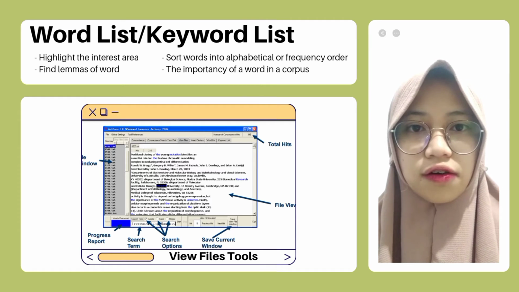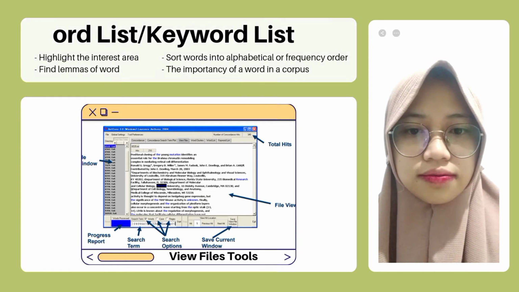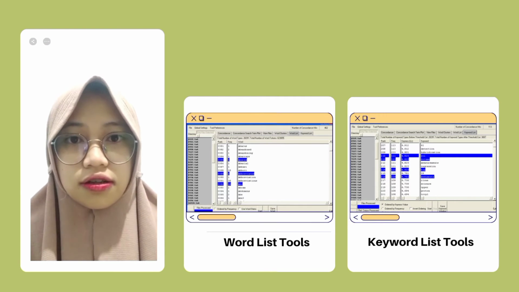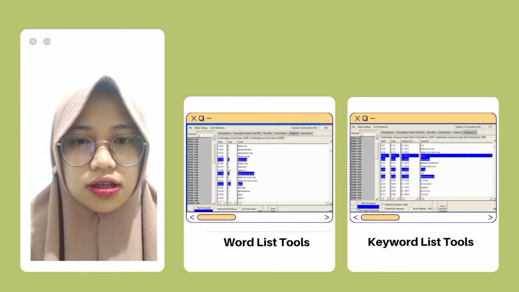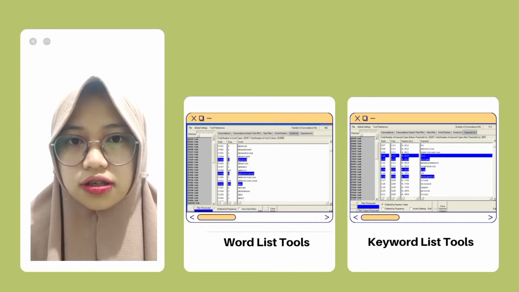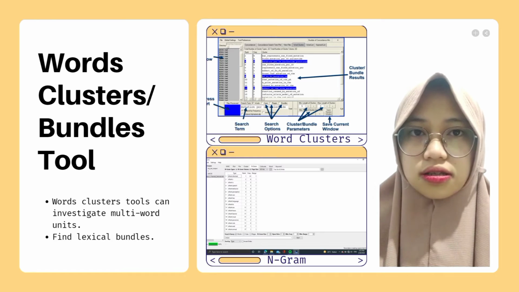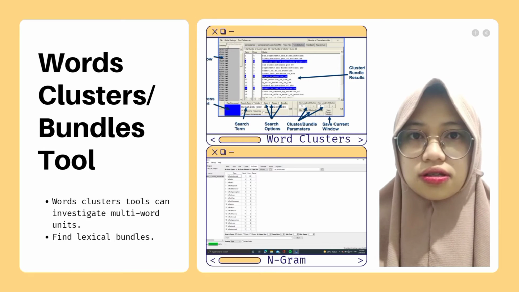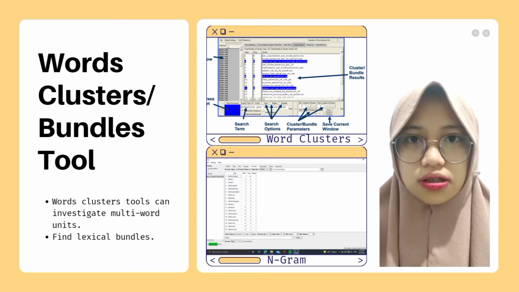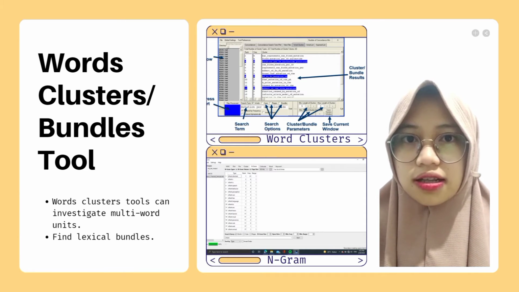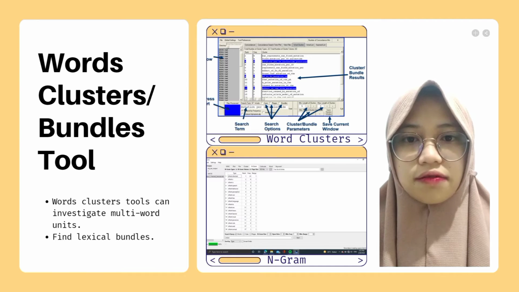Here is the display of View Files tool. Next, the first picture is the word list tool, and the second picture is the keyword list tool. The next tools are word clusters and bundles tools. The word cluster tool can investigate multi-word units. As the name of the tool suggests, it shows clusters of words that surround the search term, and they are alphabetically ordered by frequency.